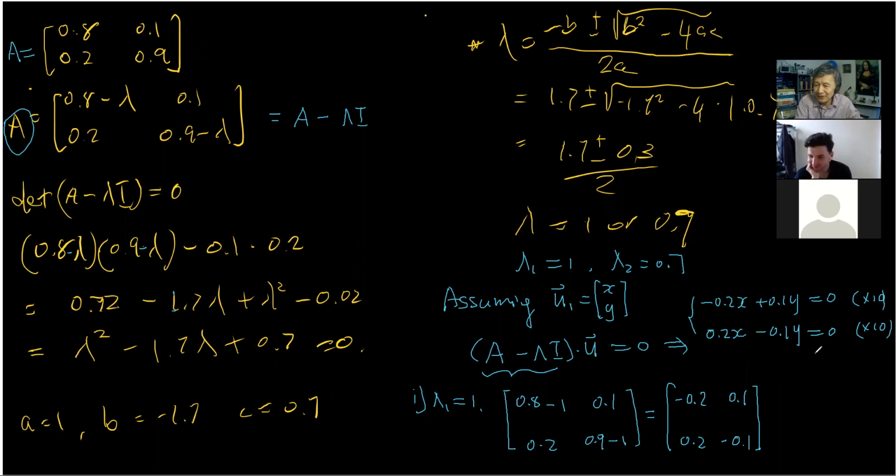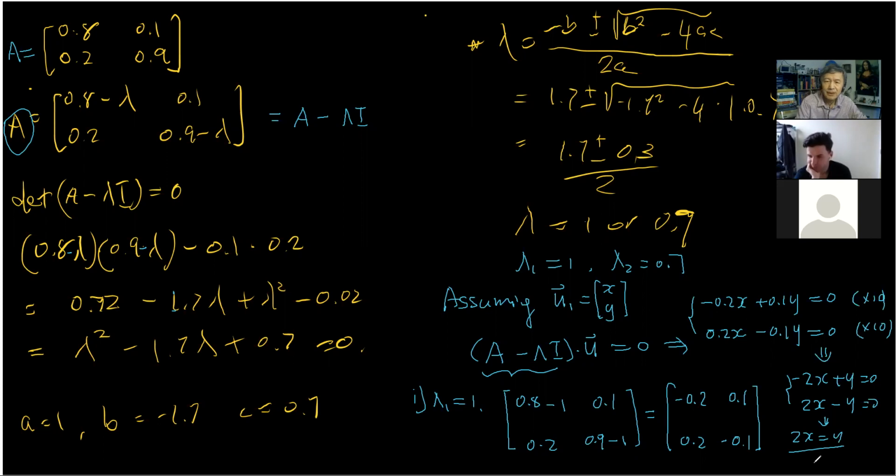So in this way, we got negative 2x plus y equal to 0. And the second equation became, because we multiplied by 10, 2x minus y equal to 0. From these two equations, either of them will give this simple relation: 2x equals y. Can you see that?